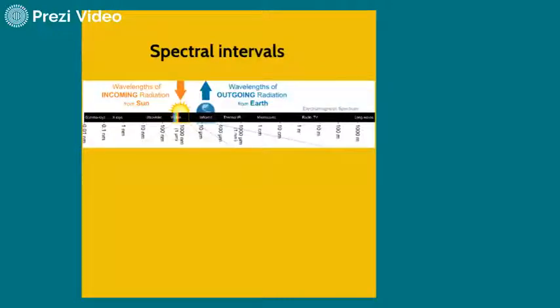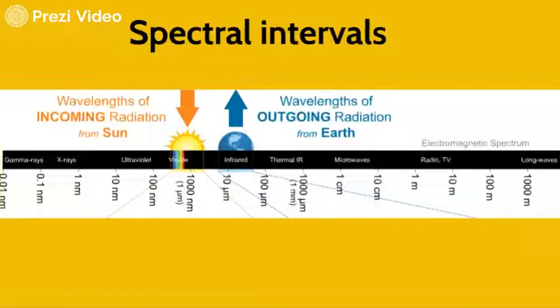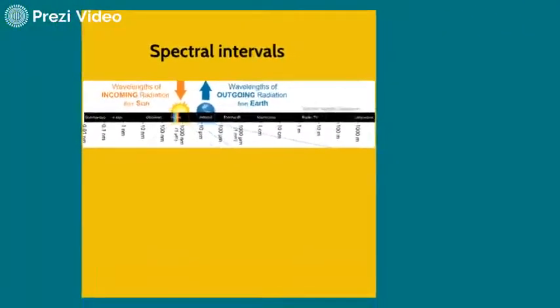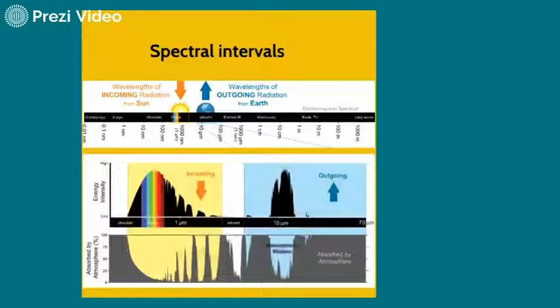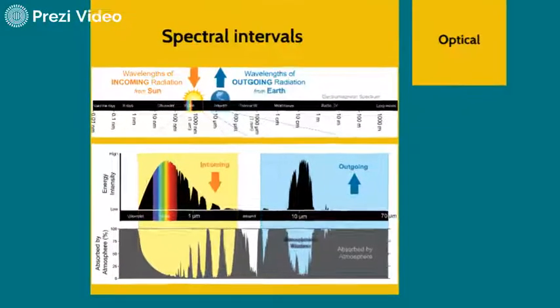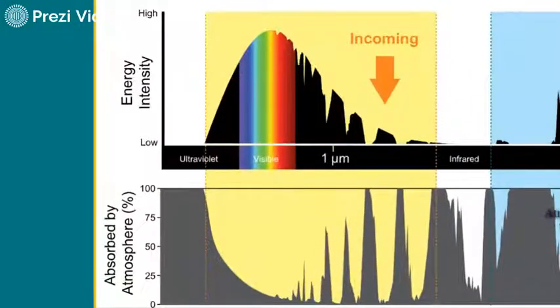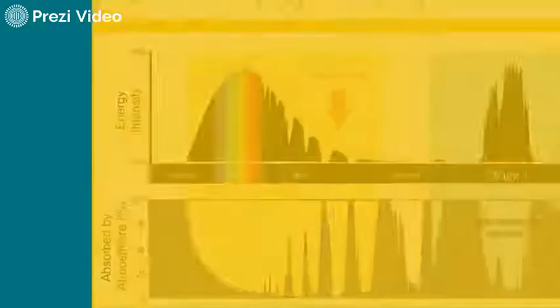The spectrum is infinite electromagnetic radiation, but it enters Earth in the wavelengths of the sun and leaves Earth in the thermal domain. And we can observe both signals. First, the optical domain, where solar radiation enters the Earth.